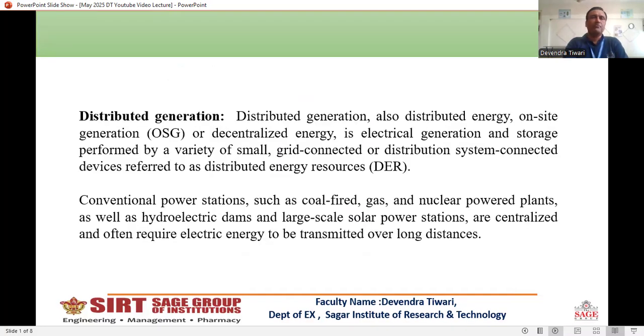So distributed generation, also called distributed energy, on-site generation, or decentralized energy, is electrical generation and storage performed by a variety of small grid-connected or distribution-system-connected devices referred to as distributed energy resources. Conventional power stations such as coal-fired, gas and nuclear power plants, as well as hydroelectric dams and large-scale solar power stations, are centralized and often require electric energy to be transmitted over long distances.